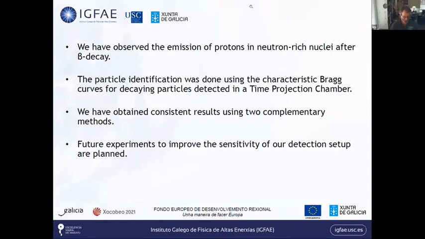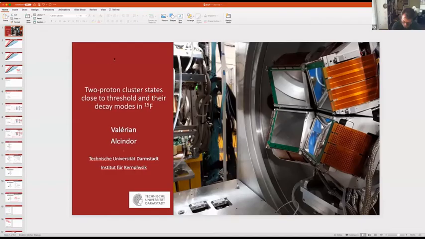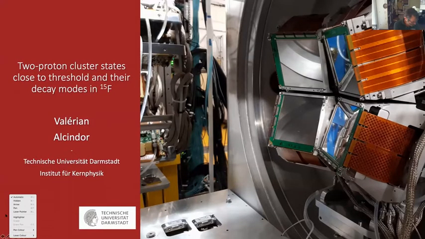All right. Okay, so on to our last talk. Great. And Valerian, can you take the screen? Valerian Alcindor will talk about this famous fluorine-15 case that was mentioned at the beginning of the session. So take it away. You've got 20 minutes.